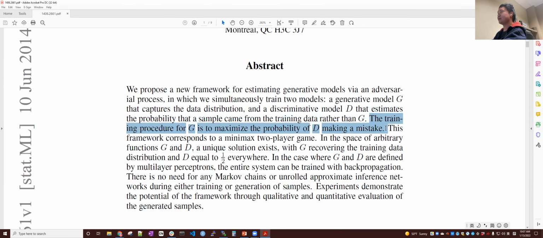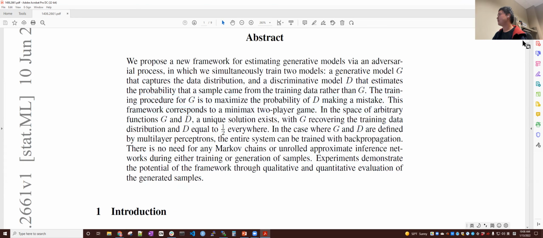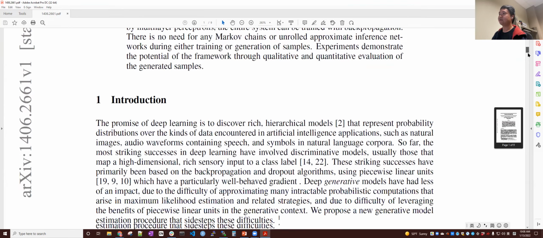Like this sentence says, the training procedure for the generator is to maximize the probability of D, the discriminator, making a mistake. So it's just like the analogy story said: the counterfeiter, the bad guy, tries to fool the police by making fake money. Okay, that's the basic motivation of the GAN framework.